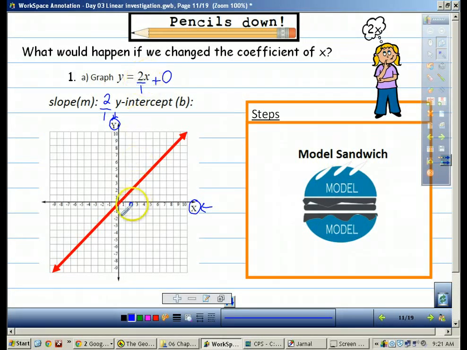2 times 2 is 4. So I'll put a dot at 4. And let's plug in 5. Plug in 5. 2 times 5 is 10. And let's plug in 0. 2 times 0 is 0. Plug in -4. And we get -8.